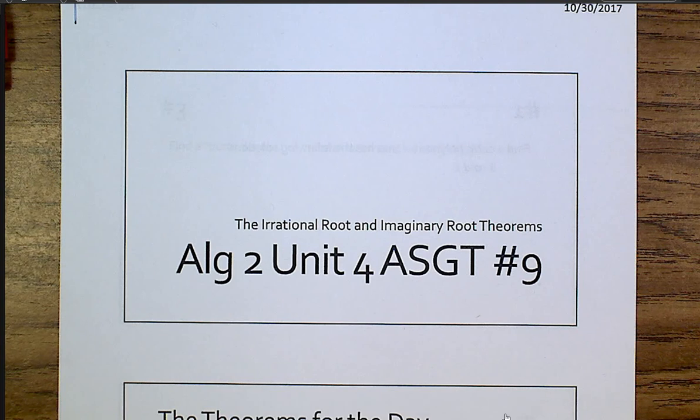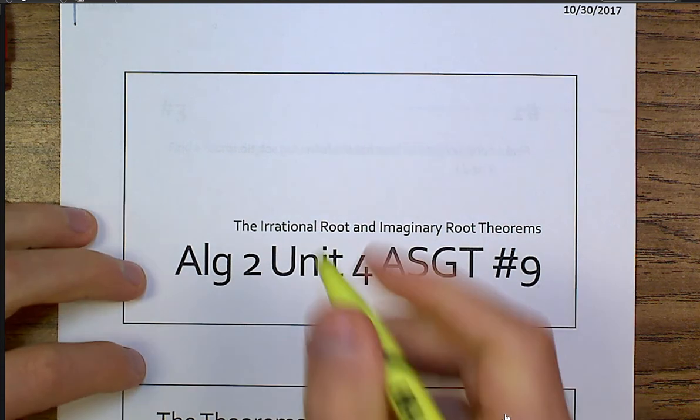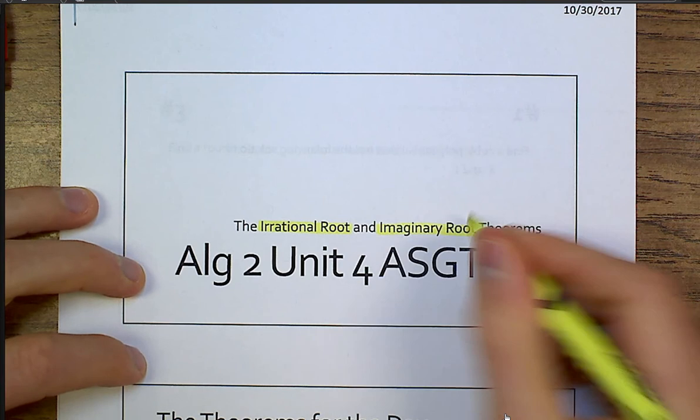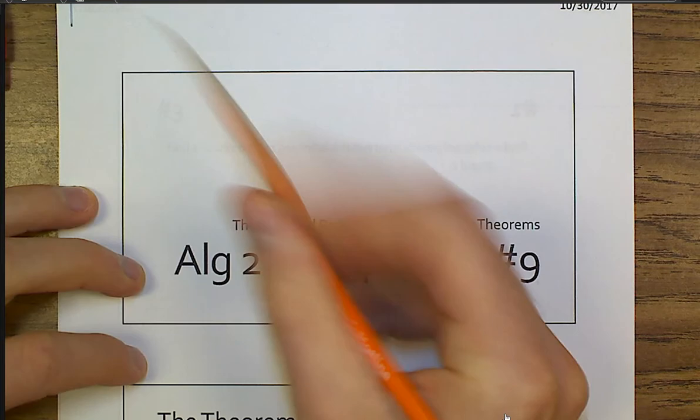We're back at it. Lesson 9, and this is Unit 4. Today we're going to be talking about two things: the irrational root theorem and the imaginary root theorem. So we'll highlight the important parts here. Call this number 1, number 2.